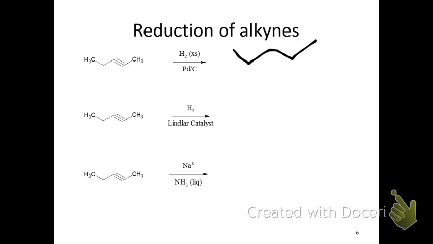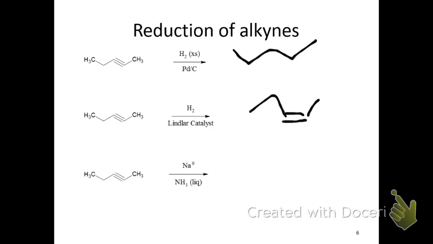Lindlar catalysts will produce the cis alkene. And the reason for that is, if you remember the chemistry of the metal catalyst in the case of hydrogenation, the hydrogens are always added in a syn addition. That is, both hydrogens must come in from the same side. So they add across one particular pi bond from the same side. That's why the cis alkene is produced.